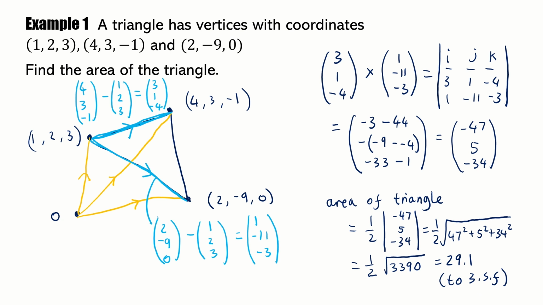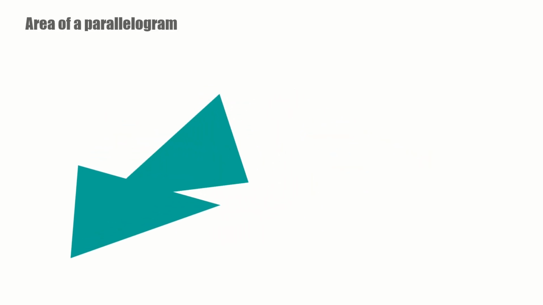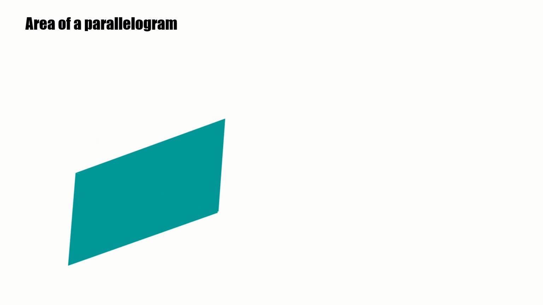But the fun doesn't have to just stop there. If we've got not just one triangle, but two identical triangles, we can paste them together, and that will get you a parallelogram. And therefore that means that the area of a parallelogram is always just going to be double the area of a triangle. And therefore we can take the formula for area of a triangle and double it.